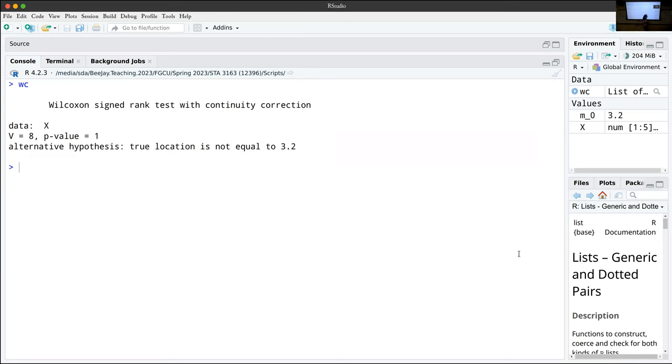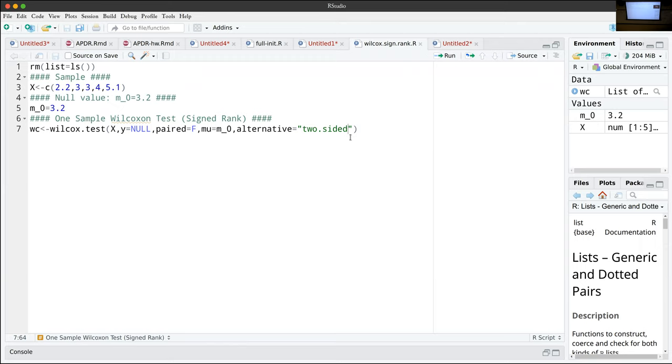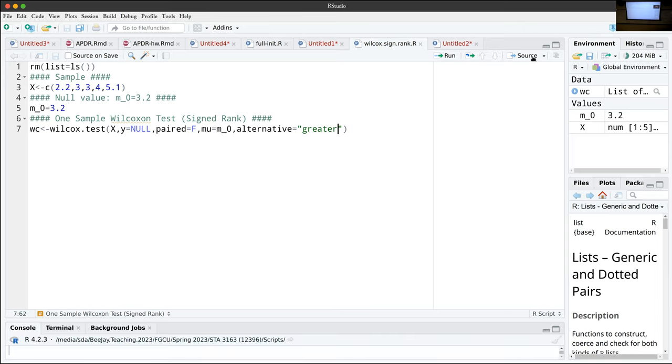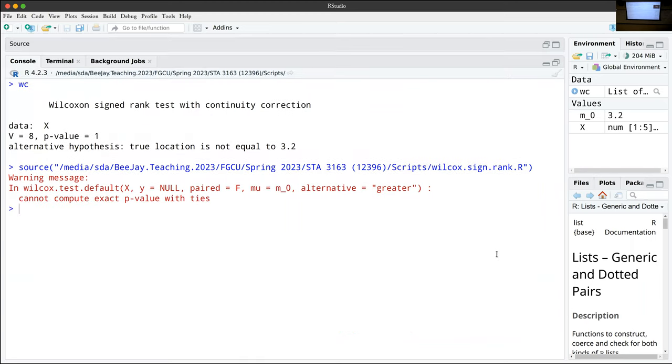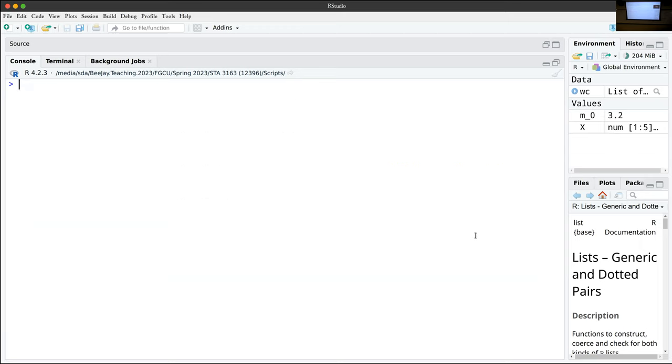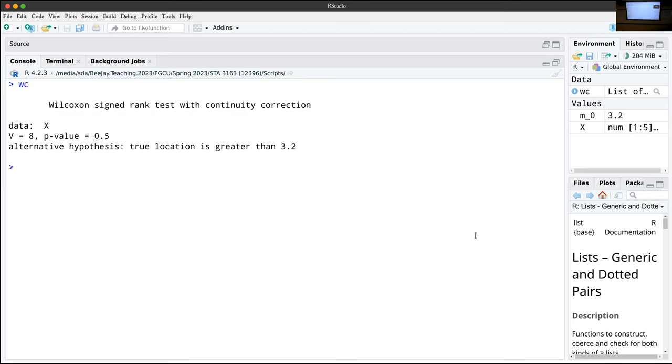Good. If I change the two-sided option up here to greater, what do I expect the p-value to be? You're correct. 0.5. Half of what value you have to the right of the test statistic. We got one because it is a two-sided test. You add the probability under the imaginary distribution to the right and the probability to the left, add them together, you got one. If I simply look at the area above 8, then it would be 0.5.